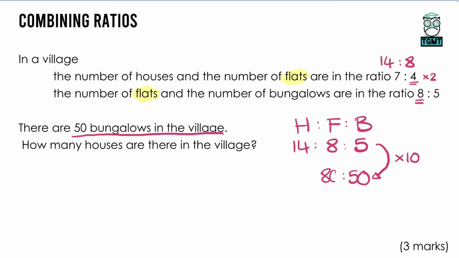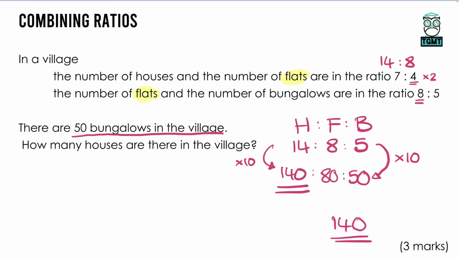So flats will be 80, 8 times 10, and houses will be 140, again just timesing all of these by 10. It says how many houses are in the village? Well, we've just answered that. We have 140 houses in the village. And there we go. That's one of my favourite types of ratios, where it does tell you what one of the numbers is turning into. So just watch out when you have to combine them, making sure that the overlap number is the same in both.